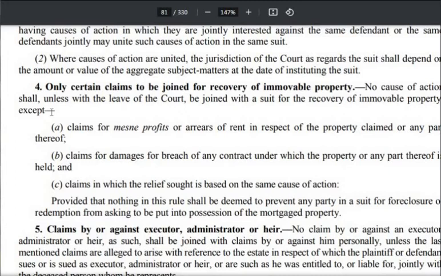ठीक, अब what are those exceptions? Number 1 is claims for mesne profits or arrears of rent in respect of the property claimed or any part thereof. अब देखो जिस तरीके से लिख रहे हैं, you cannot join any other cause of action except with the permission of the court, excepting the following.